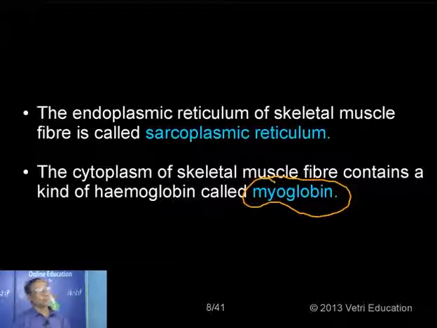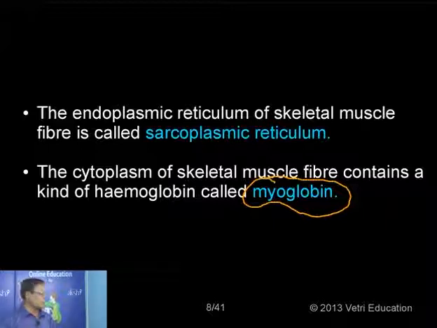It is a type of pigment, a proteinaceous structure found only in the skeletal muscles, concerned with the transport of oxygen. Though it is called a type of hemoglobin, it is in no way connected to the structure of hemoglobin. So myoglobin is nothing but a kind of pigment found in the skeletal muscle, concerned with the transport of oxygen.